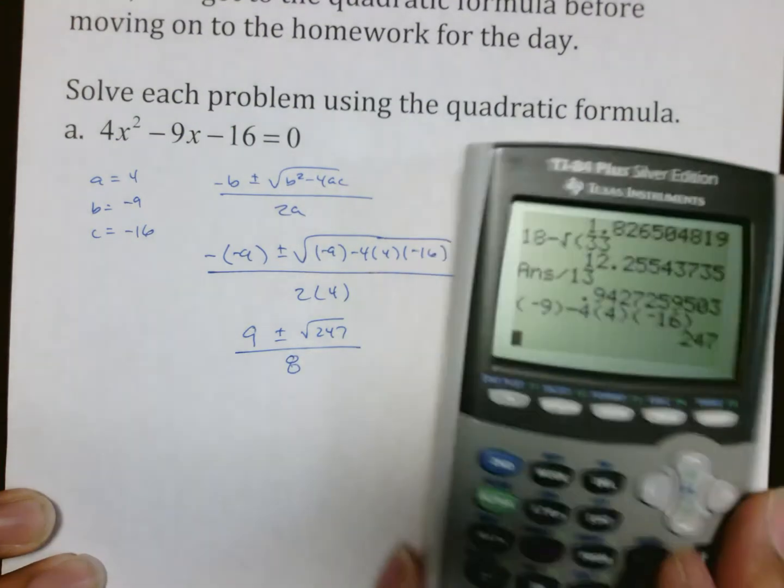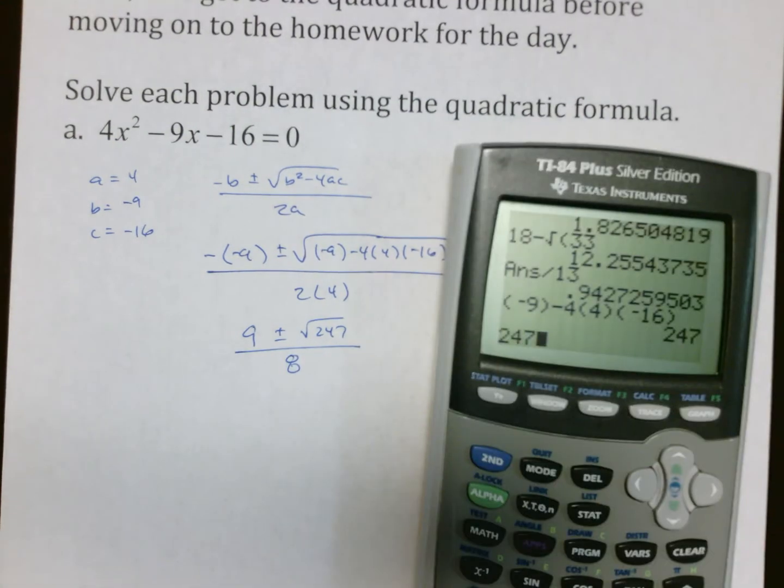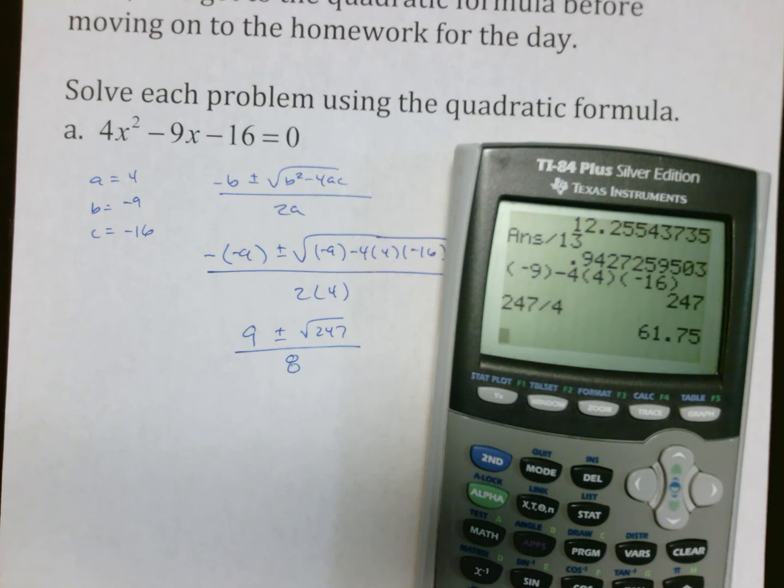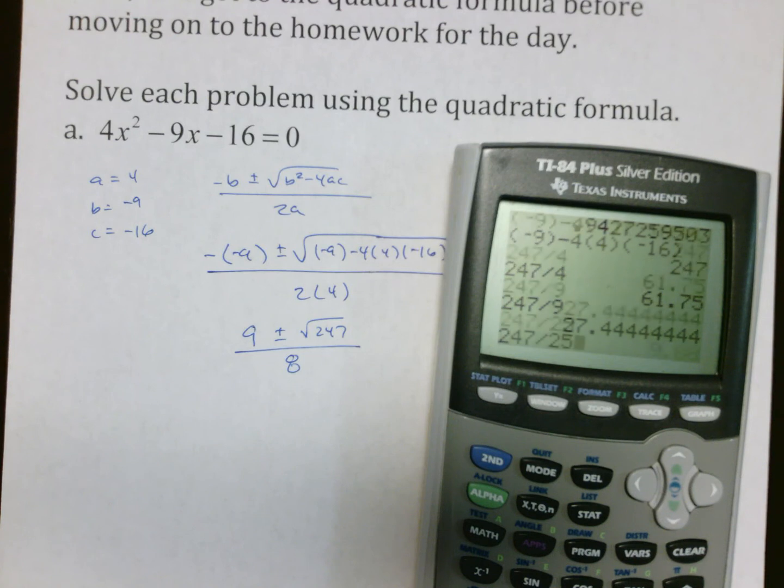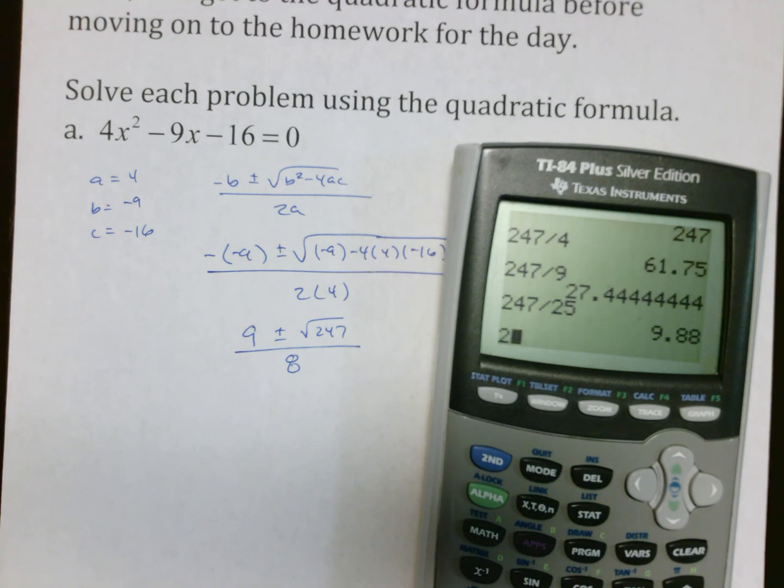Now this might be my answer, but I need to do some checks real quick. So 247 doesn't divide by 4. This is why I use those numbers I told you. 247 divided by 9, nope. 247 divided by 25, we obviously know is a no. 247 divided by 49, nope. 247 divided by 121, nope.